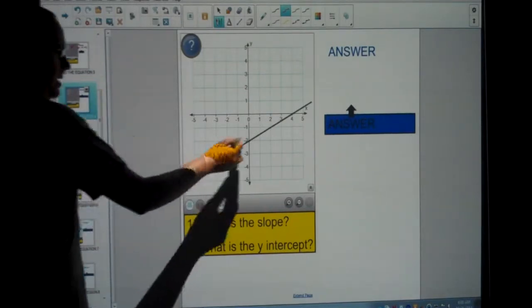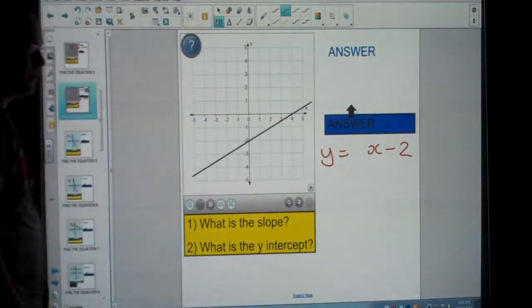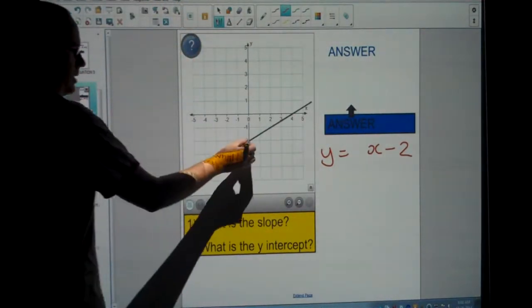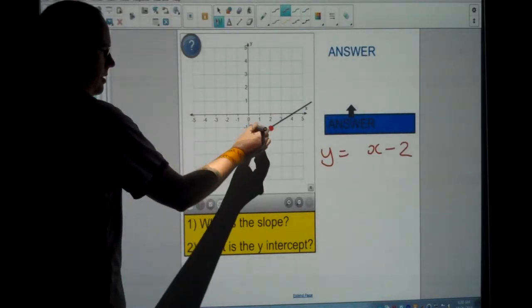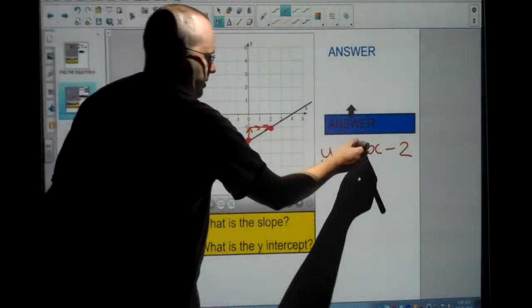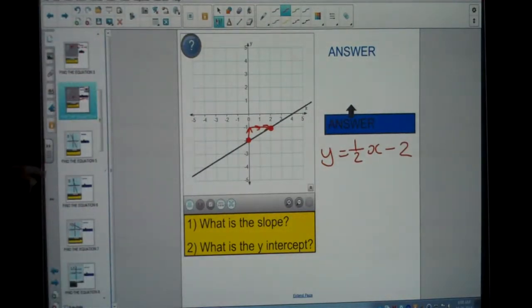This time it goes to -2, so y equals, and I'm going to put the x in already. Now I just got to find my slope. So this point and this point seem to work pretty good. So up 1 across 2, and 1 over 2 is just a fraction, so I'm going to leave that as 1 over 2.